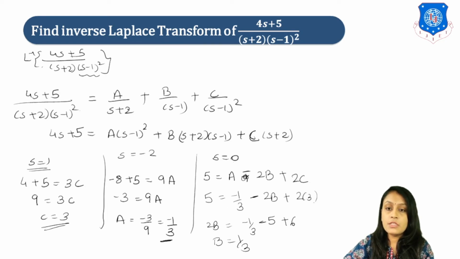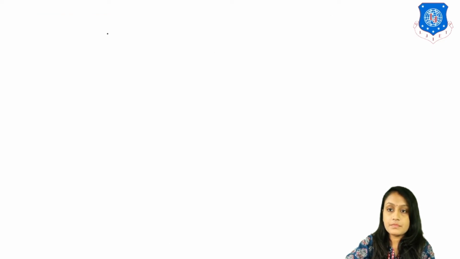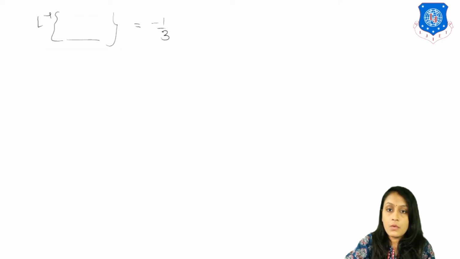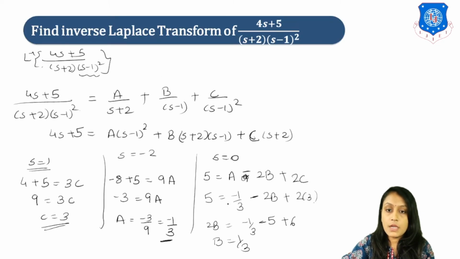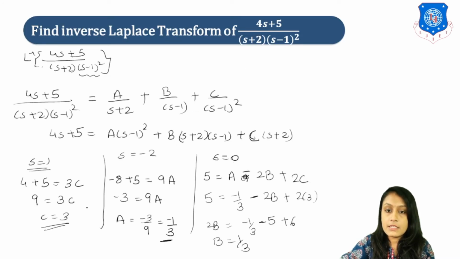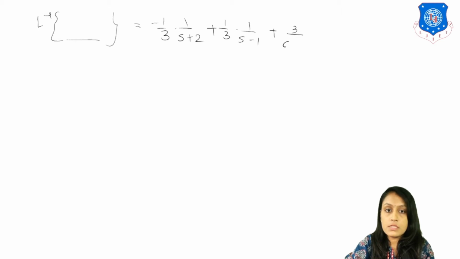So we will substitute the answer of a, b, c over here. And what you will get, we will write, so Laplace inverse of that question over here is equal to, now in place of a, let's see what is the answer of a. The answer of A is minus 1 upon 3. So minus 1 upon 3 into 1 upon s plus 2. Plus now let's see the answer of B. So answer of B is 1 upon 3. So 1 upon 3 into 1 upon s minus 1. And the answer of C. So answer of C is 3. So 3 upon s minus 1 whole square.